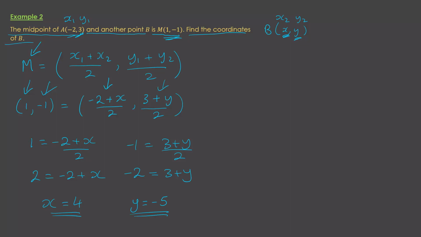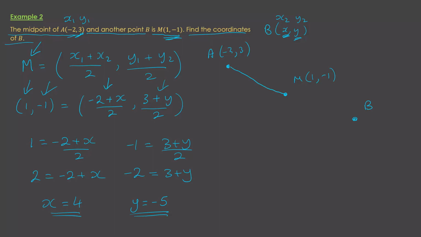Another way we could do that is this. Let's start off with A here at (-2, 3). We know the midpoint is at (1, -1). So B must be a point over here.